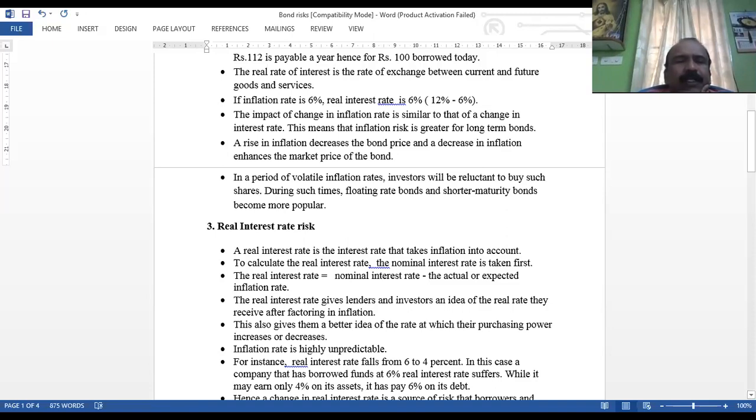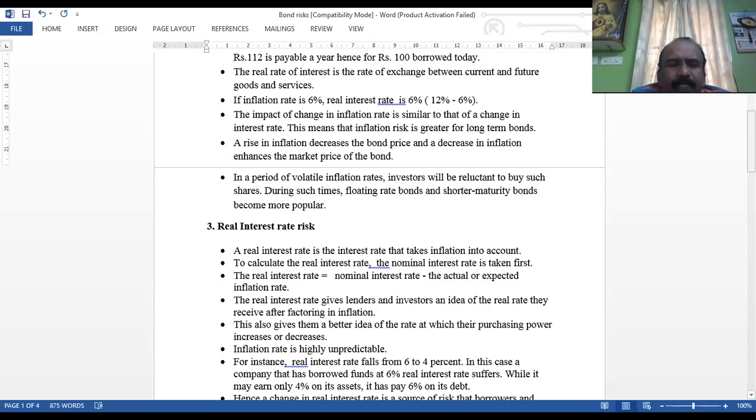All of you get it? Yes, sir. Inflation risk is nothing but the rise in price. So when there is a rise in price, the interest rate will fall. Subsequently, the price will fall. Got it? Yes, sir. Okay.